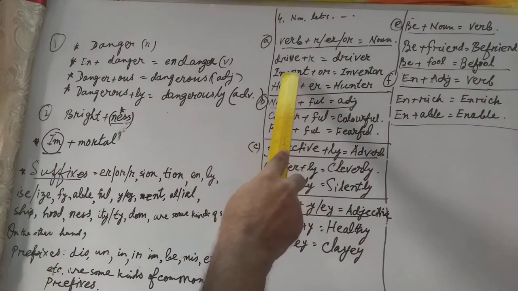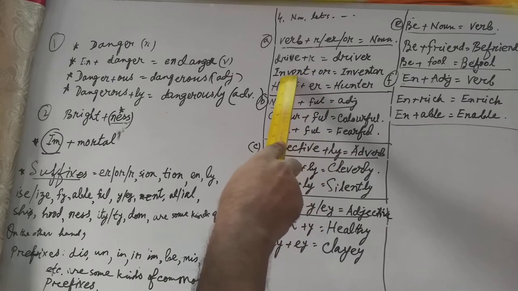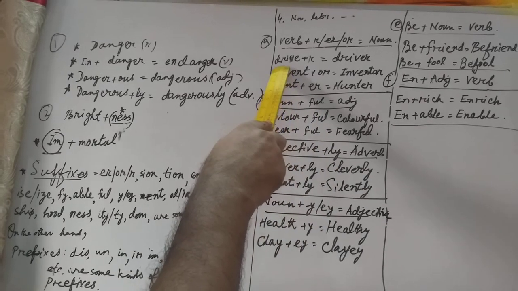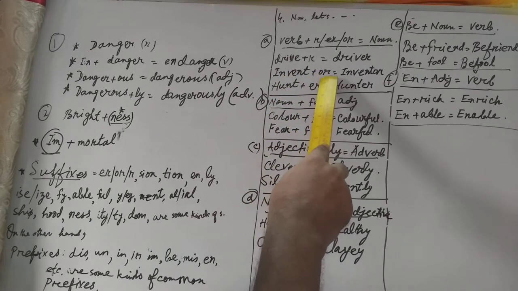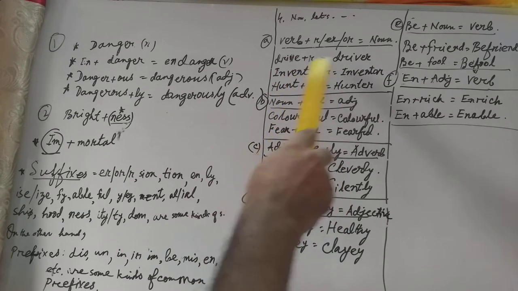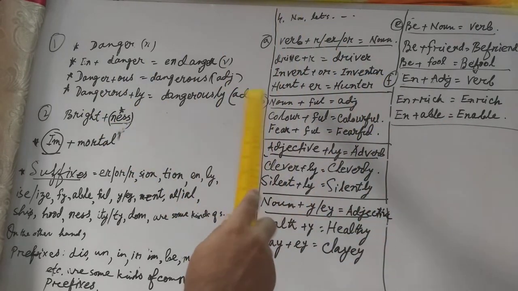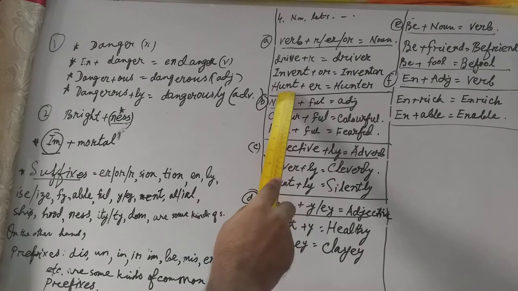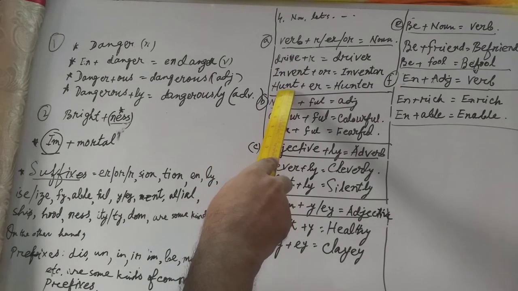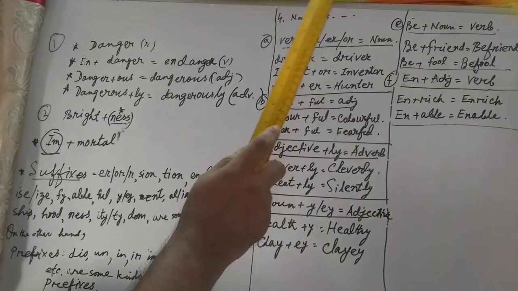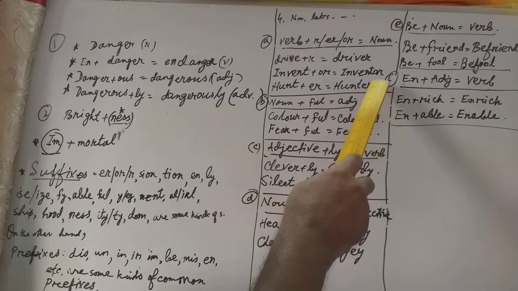Another word, if you add OR with the word invent, you know invent is a verb, and if you add OR with this root word, it becomes a noun, inventor. Same is the case with this word, hunt. Hunt is a verb and it's a root word. If you add ER with this word, then the word becomes hunter.